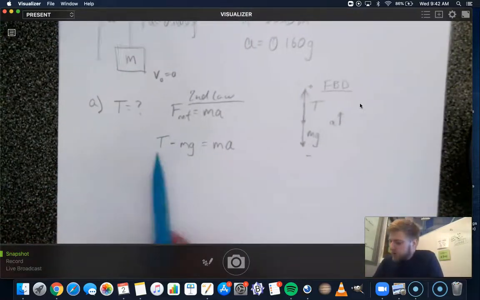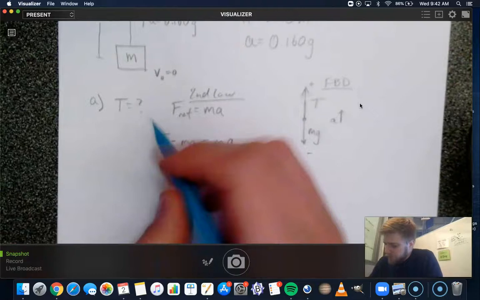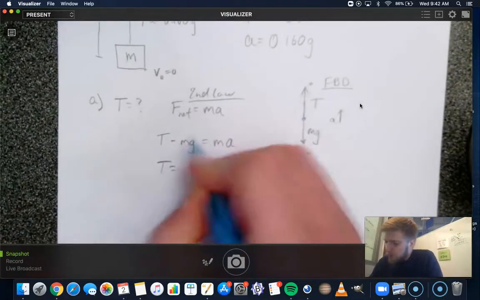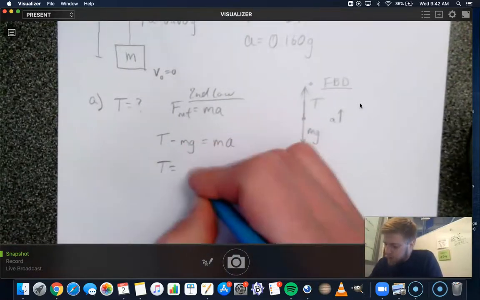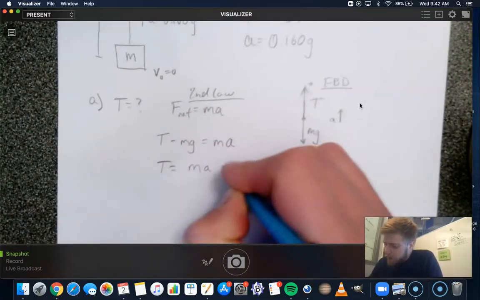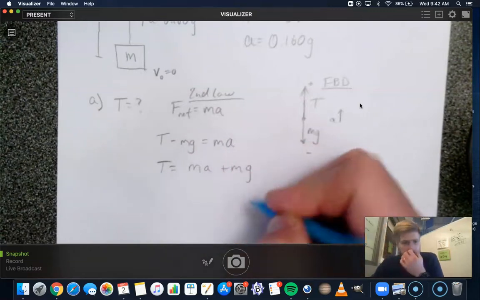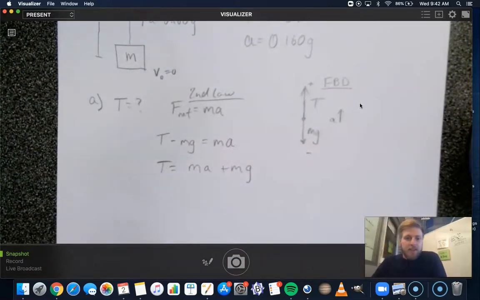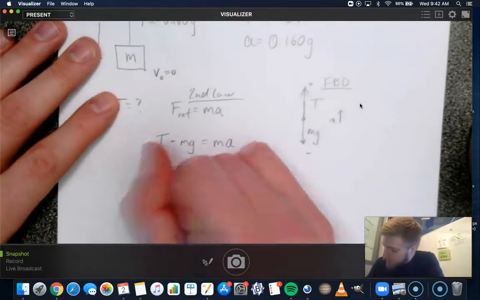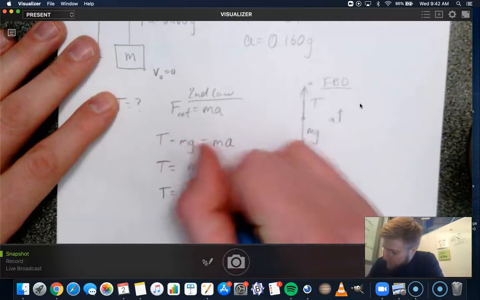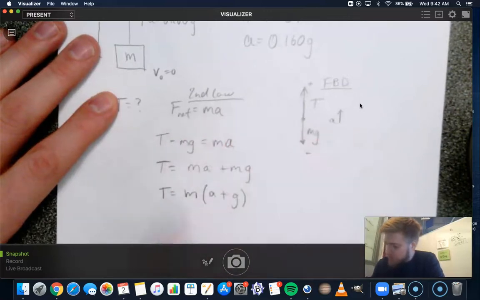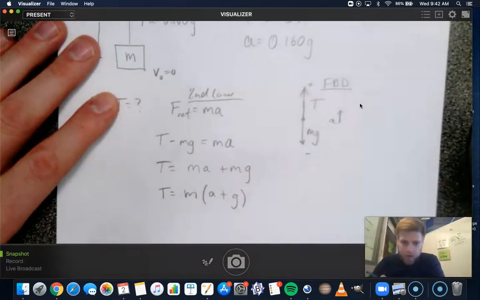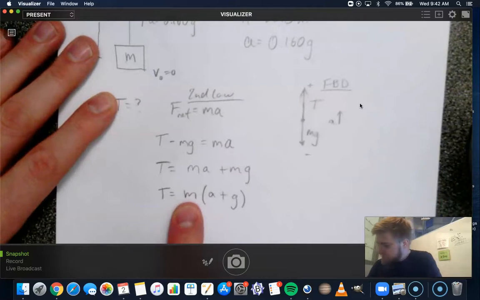Let's rearrange this so that tension is all alone. So T equals, or let's add mg to both sides. So that would be ma plus mg. Now, I'm going to opt to get a little fancy here. We're going to factor out the m's, and then we'll plug in the acceleration, and we'll see what we get. So T is m(a plus g). Again, I've just factored, or like undistributed, that m out of there.